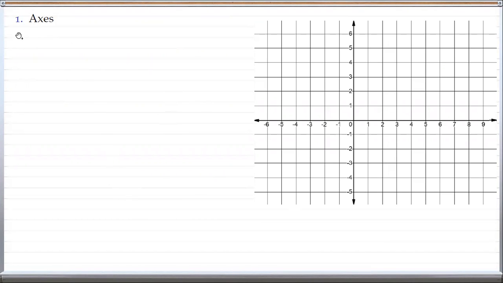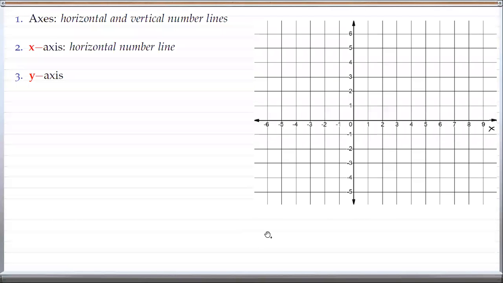In a coordinate system, we have two axes. These are the vertical and horizontal lines. The horizontal line, we call that the x-axis. And the vertical line, we call that the y-axis. But these x and y are just two variables used. One can choose to use any other variables like u and v or a and b.